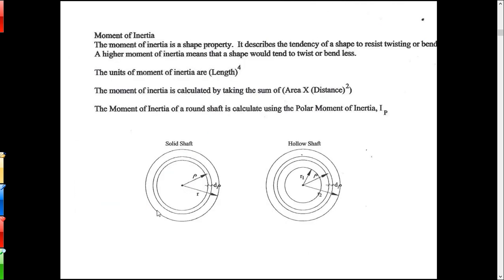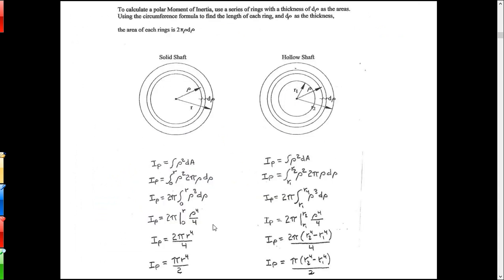Okay, just a derivation here of the moment of inertia. What you would do there to find a moment of inertia is you would break up a shaft into a series of rings that are a distance rho out from the center. Your moment of inertia then will be the integral of rho squared dA. Now to get the area of this ring, I'm going to take its length, which is the circumference of its circle. It's 2 pi times whatever that rho distance is. And then I'll multiply that times the thickness, which is d rho.